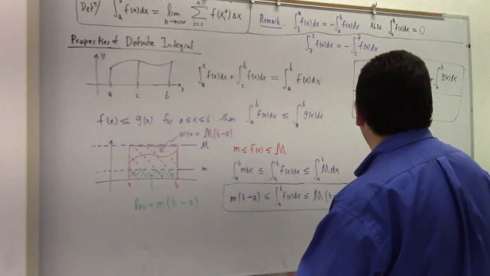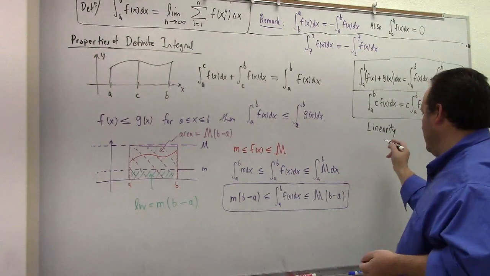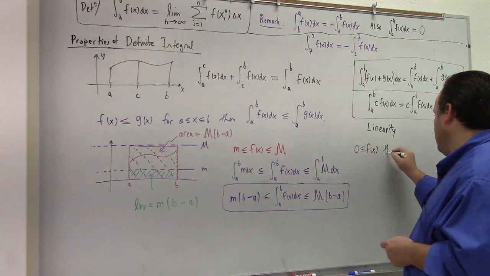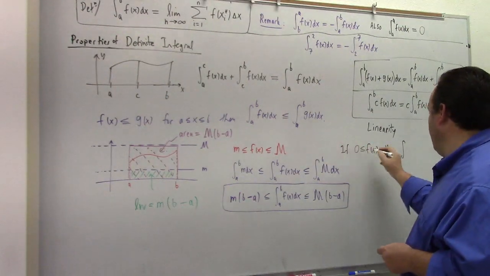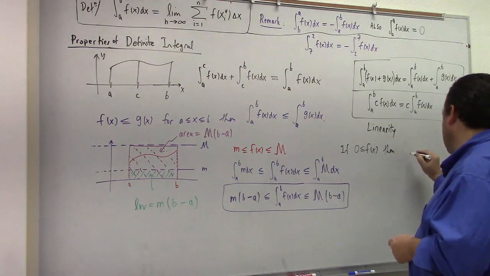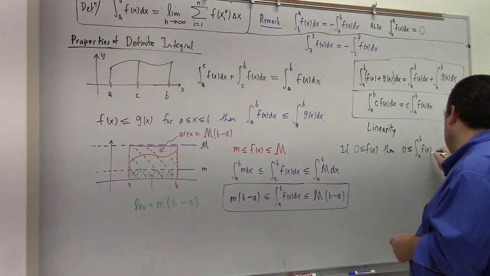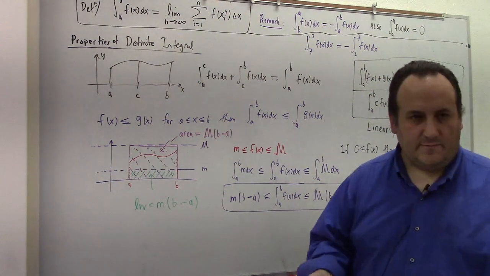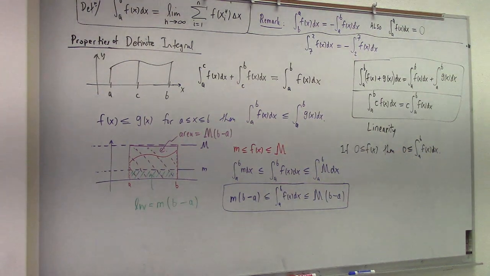I guess there's one other thing I've neglected here. It's kind of a consequence of everything I have on the board, but it's this. If 0 is less than or equal to f of x, then 0 is less than or equal to the integral from a to b of f of x dx. I think I said that, but I haven't quite written it. But the integral of a non-negative function is a non-negative number. All right.